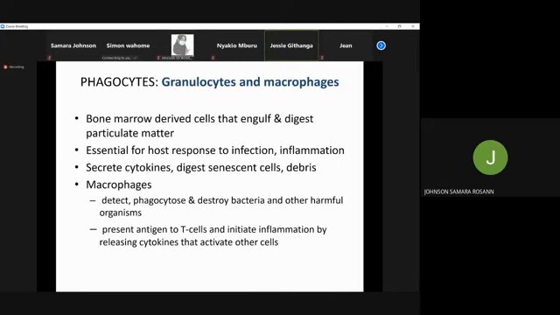And they initiate inflammation by releasing cytokines, which can also activate other cells. These are very important cells in our immune response. So besides just being phagocytes, they actually present antigens.